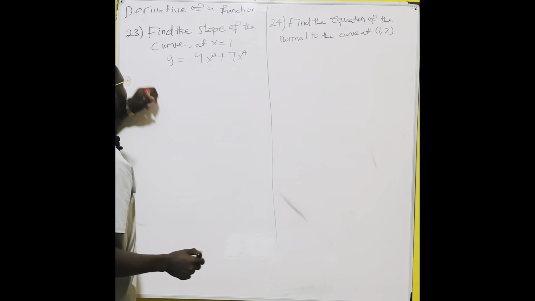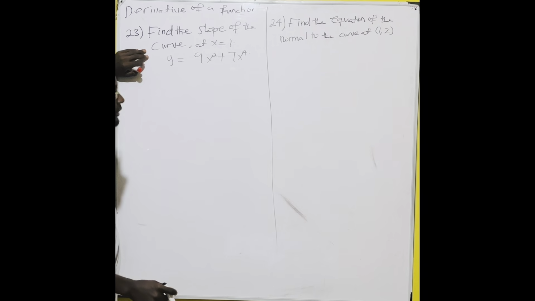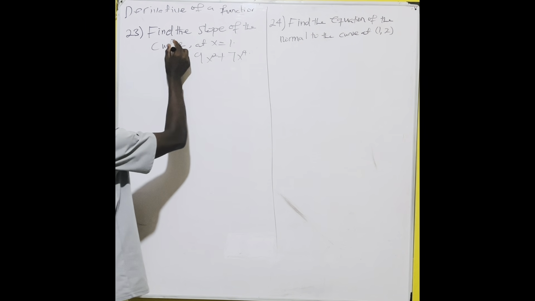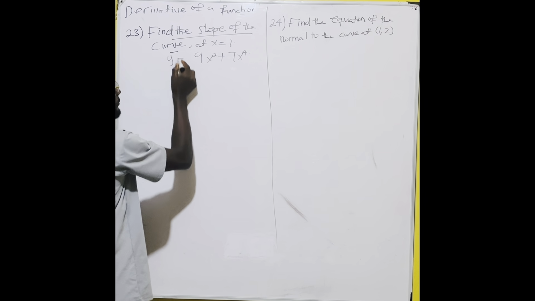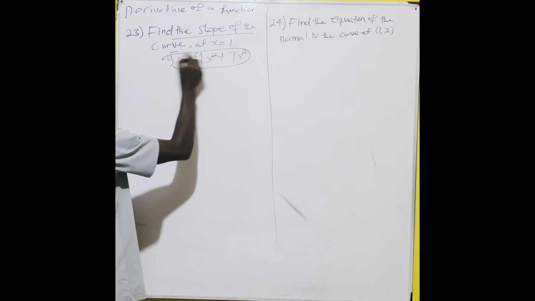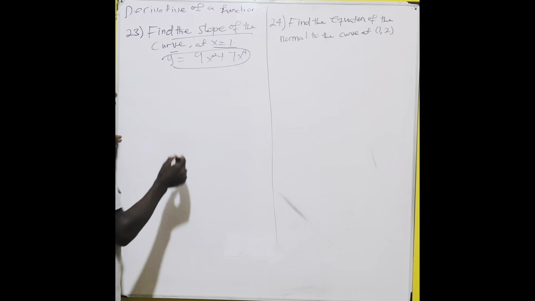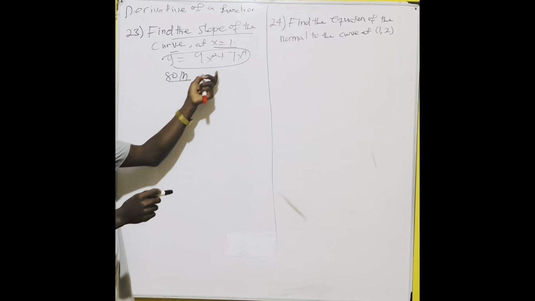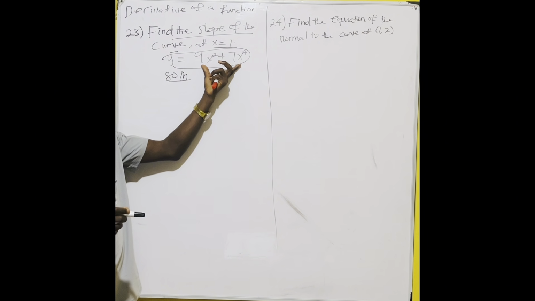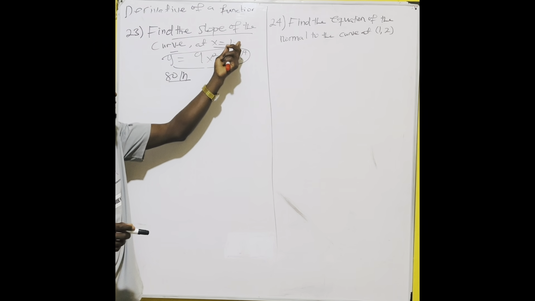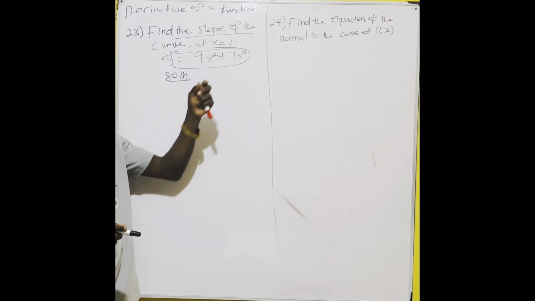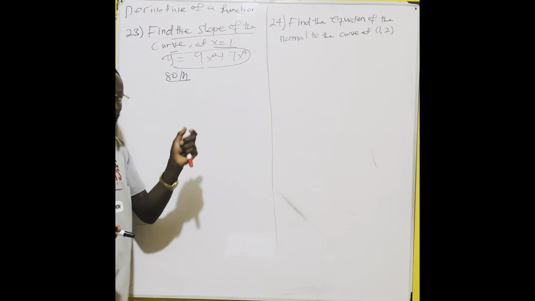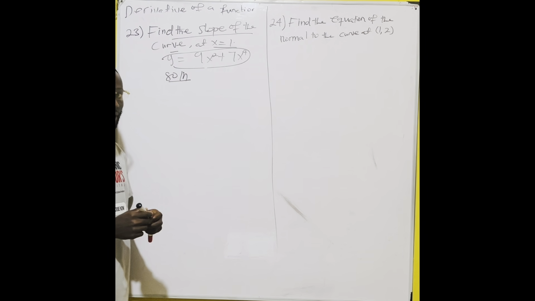Okay. With question number 23, we want to find the slope of the curve at x equals 1. When you have a question of this nature, first differentiate the curve to have your first derivative. Then you substitute the value of x inside, and the result you obtain becomes your slope or the gradient.